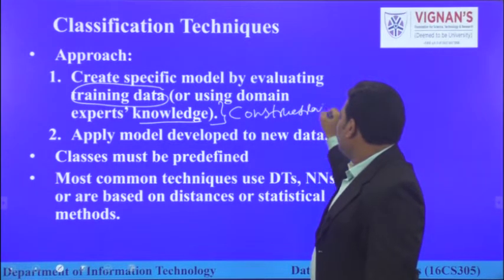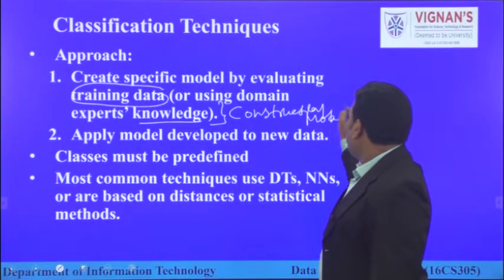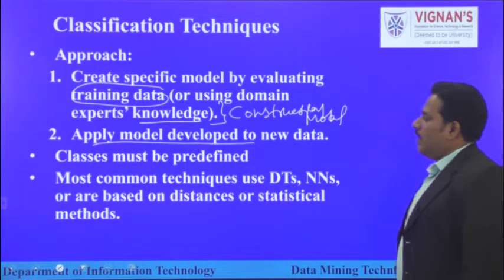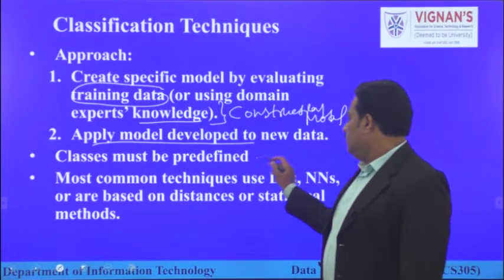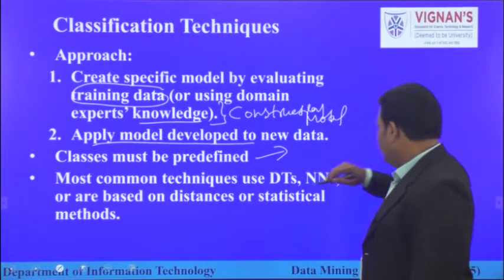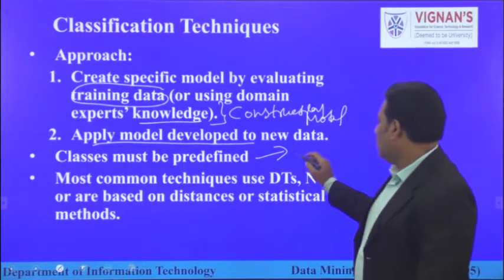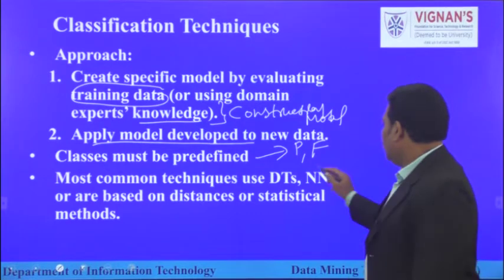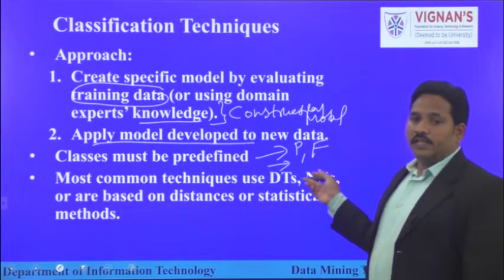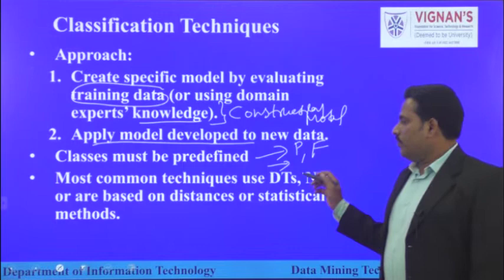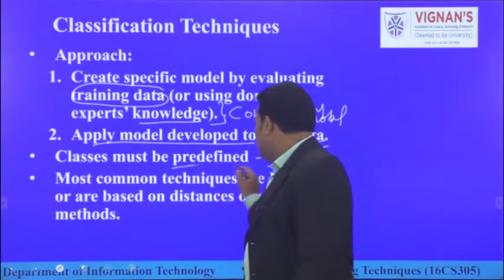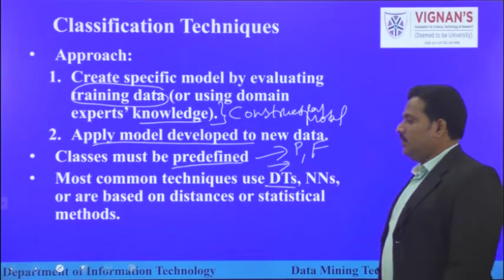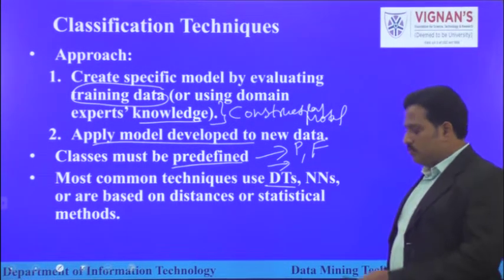After construction of the model, we have to apply the developed model to new data, that is unknown data or unseen data. Classes must be predefined because we don't want to create any new label. For a student, there are only 2 class labels, pass or fail. For a share market, based on the price value, we can divide the products. So whatever the classes may be, they must be predefined. The most common techniques are decision tree and neural network approaches. Those techniques we'll see.